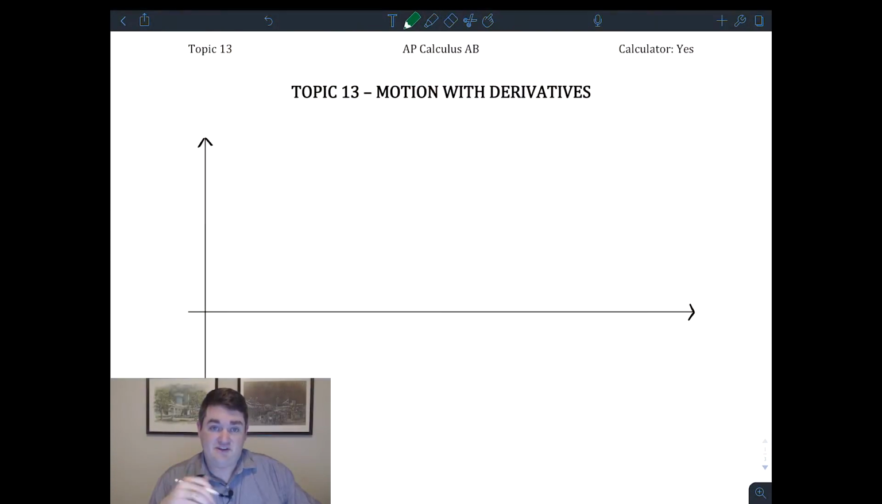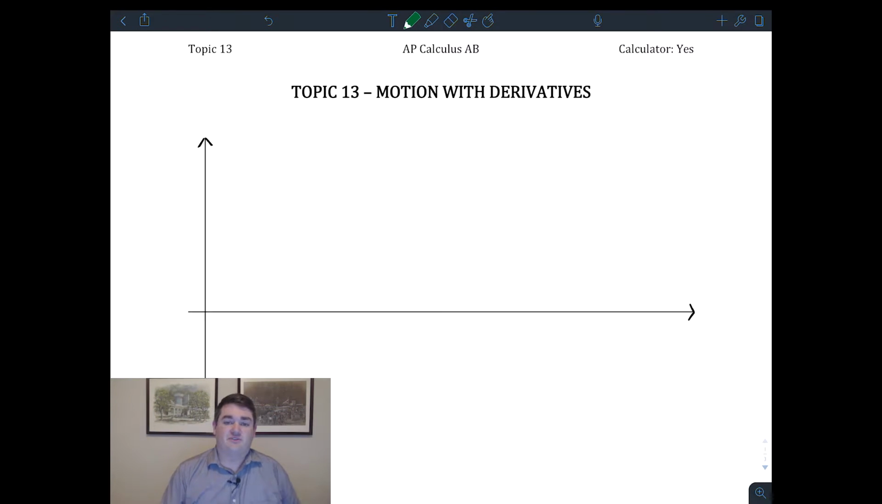Hey, welcome back. This unit, we've learned what a derivative is, how to find the derivative of all kinds of different functions. We've learned lots of new derivative rules, and today we're going to look at one of the practical applications of derivatives. We're going to dip our toes just slightly into physics.